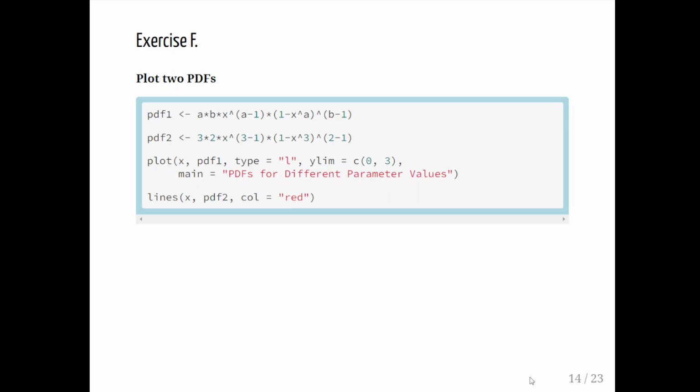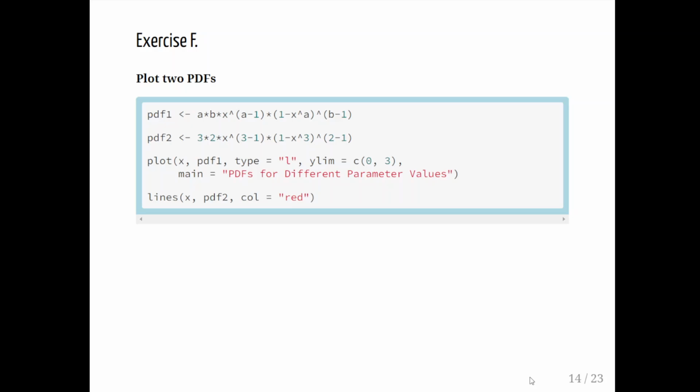Plot of x, that's just the values from 0 to 1 spaced out. PDF1 gives the y values of the plot, which is the probability density function corresponding to the first case. We'll come back to the second case shortly. Type equals L, a line plot. Ylim is just the plot limits. We'll go 0 to 3 because that will do. And we have our title here, main equals PDF for different parameter values.